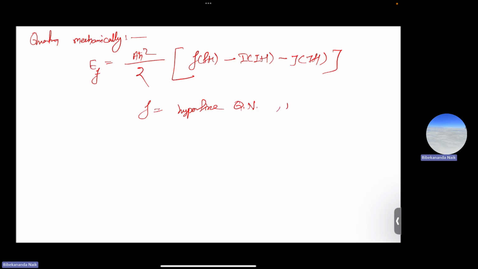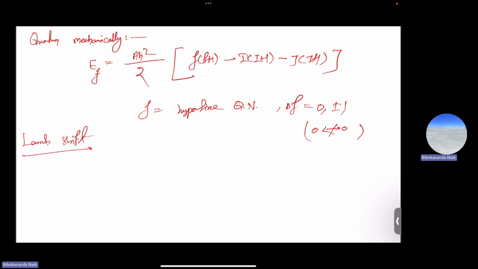So the selection rule will be delta F equals 0, plus or minus 1, where 0 to 0 is not allowed. Due to the nuclear spin there was splitting of spectral lines, that was called hyperfine structure. Then there is another type of shift which is called Lamb shift.